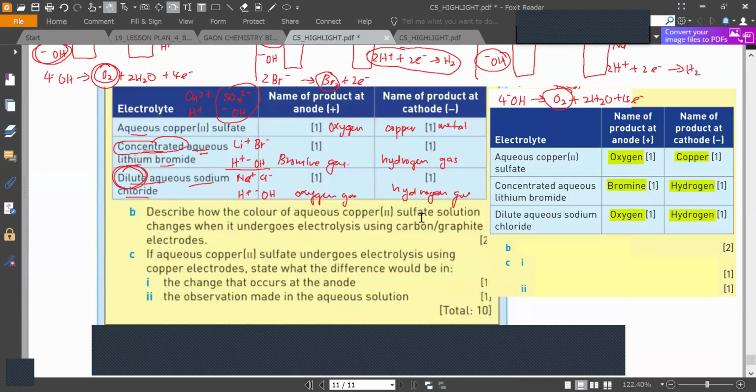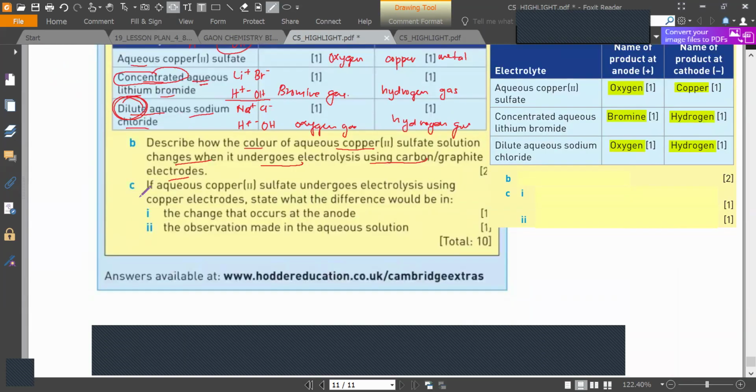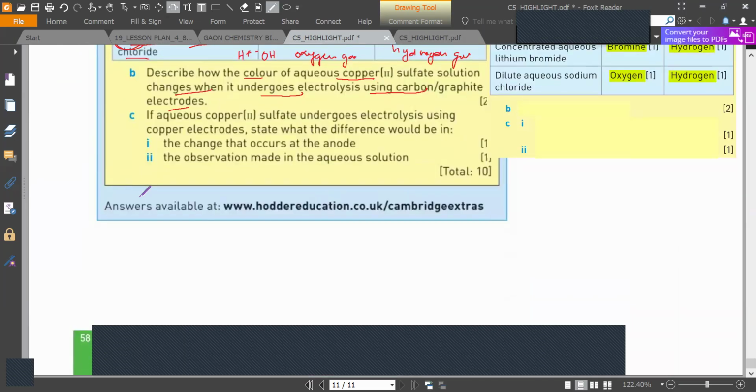Next. Describe how the color of aqueous copper sulfate solution changes when it undergoes electrolysis using carbon graphite electrodes. So this is the situation if we change the electrode. What happens if we have different electrodes?